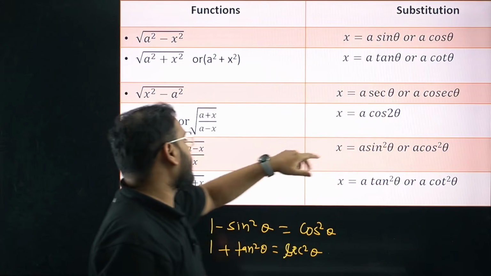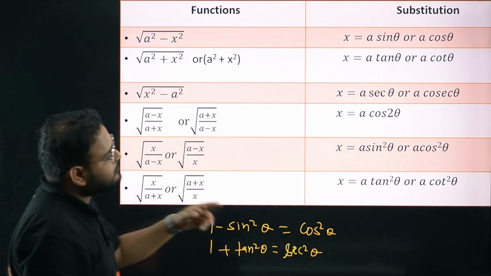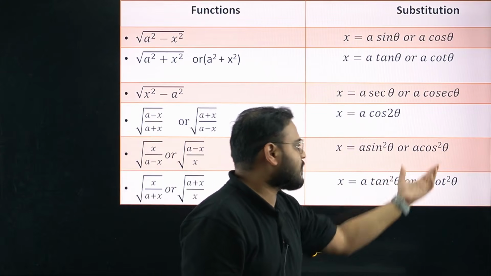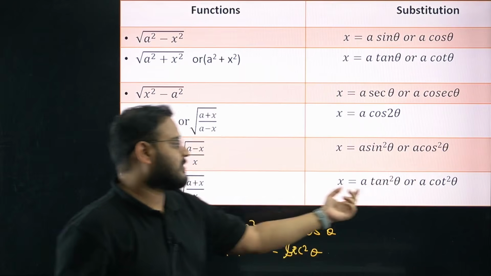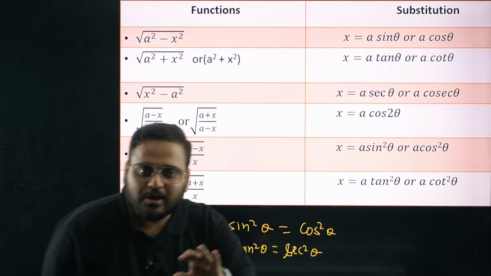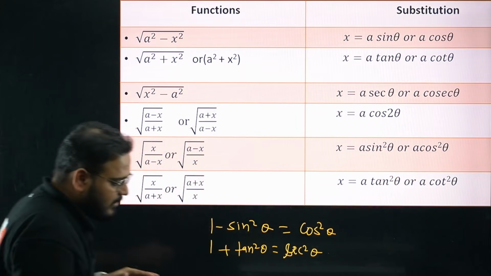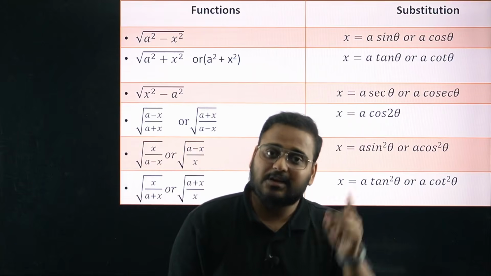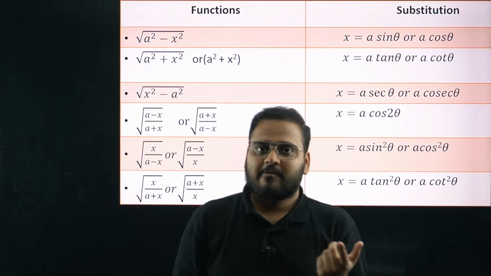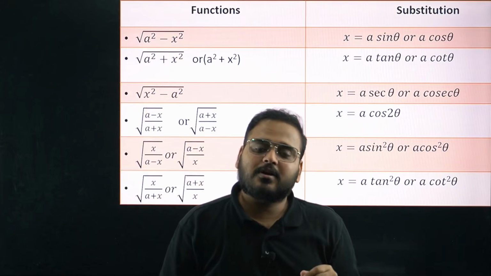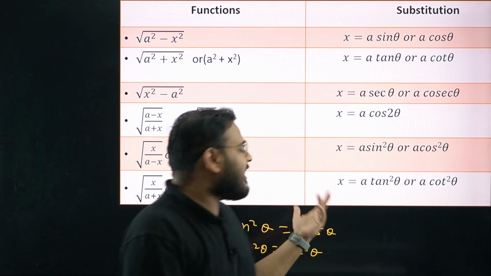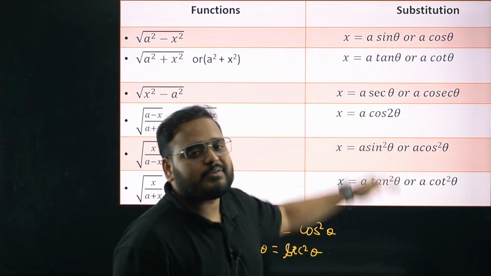A cos 2 theta for this type of condition. Here you'll have a sin square theta, cos square theta, and a tan square theta, cot square theta. So what you can do is simply download this session's PDF from the WhatsApp channel, go through this and remember this. Whenever you have these types of functions to solve in integration, anywhere actually, look for this type of substitution.